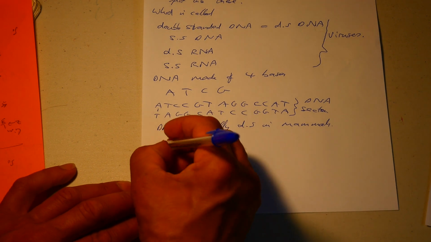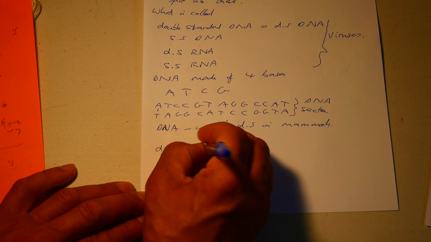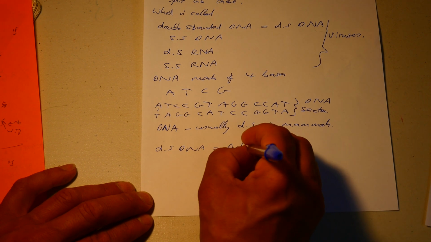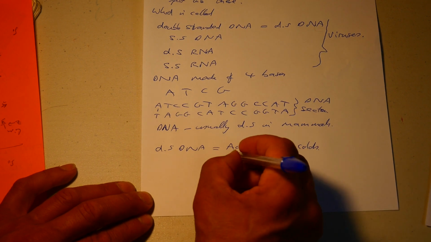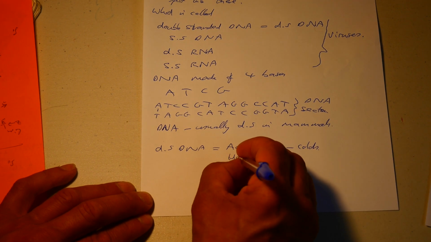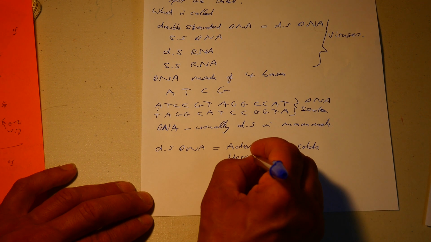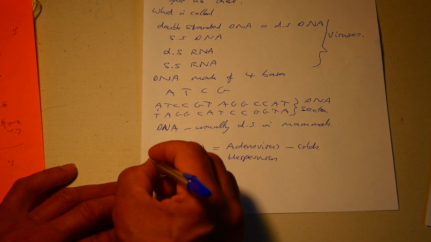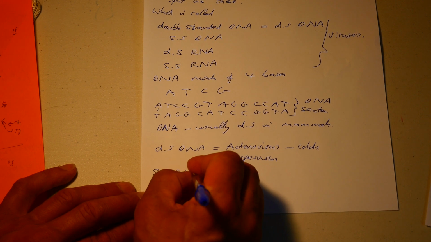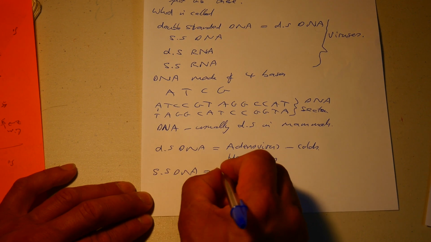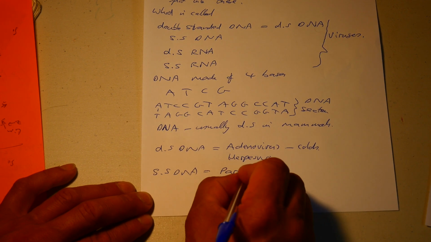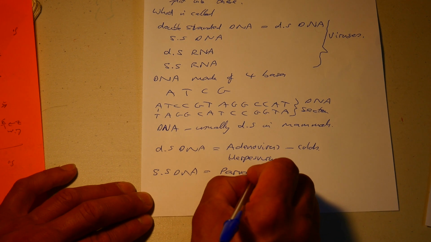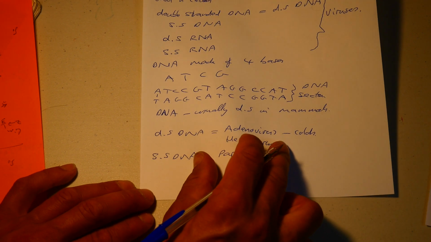Examples of double-stranded DNA viruses include adenovirus, which causes colds, and herpes viruses, which cause herpes. For single-stranded DNA, one example is parvovirus. My pronunciation sometimes struggles a bit.